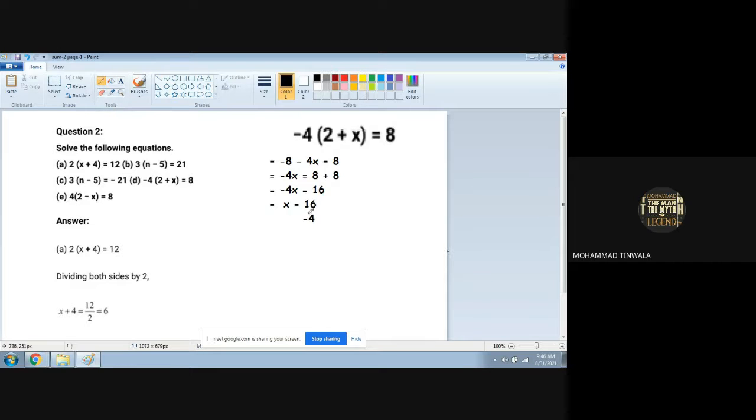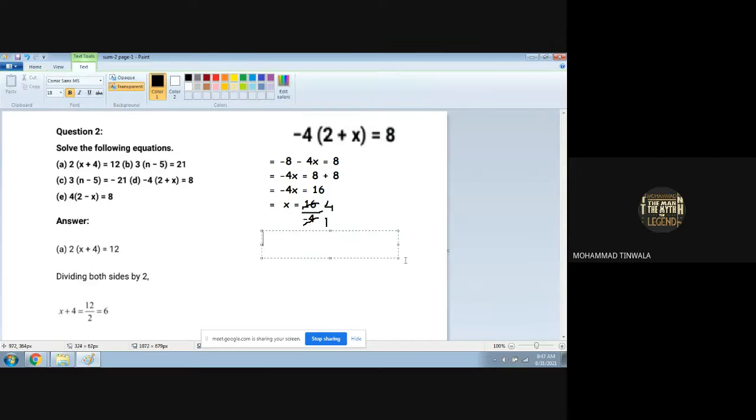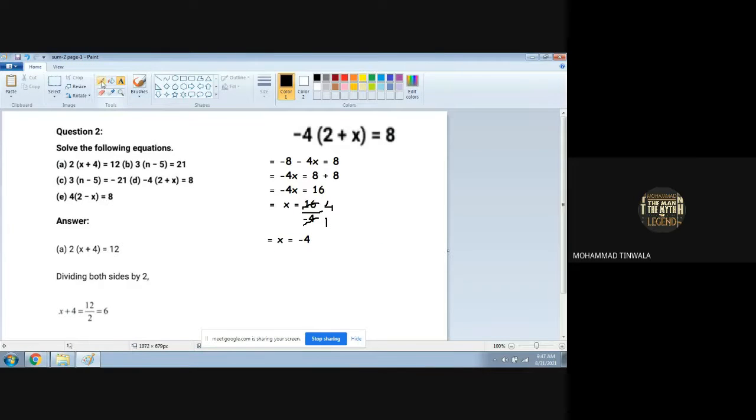Minus 4 shifted towards the right. 4 1s are 4, 4 4s are 16. So what is the value of x? Plus minus minus. So the value of x we got as minus 4. Understood? Yes, sir. Understood or not, girls? Chalo. Anybody else who is having doubt for any other sum?